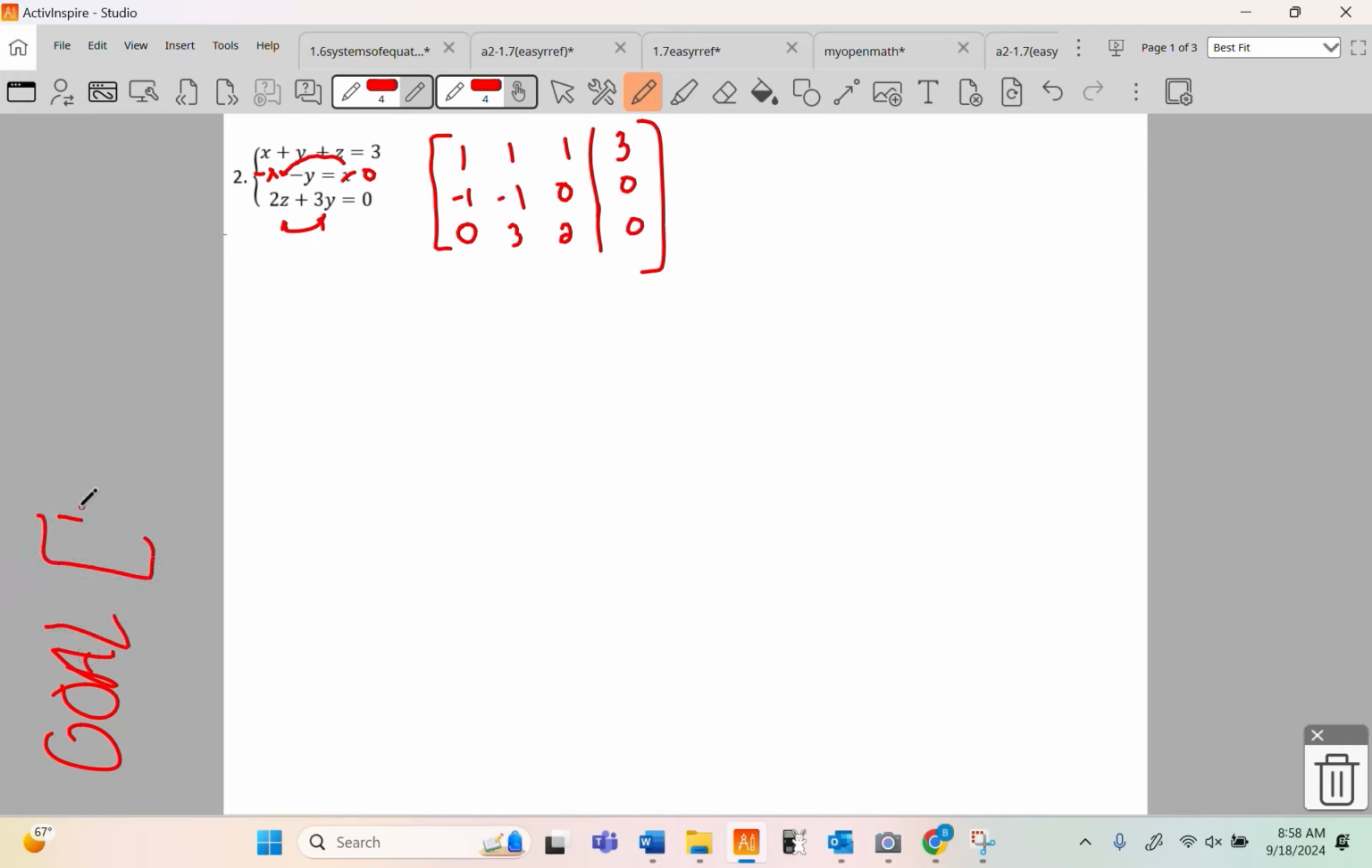Also, keep in mind what your goal is. Your goal is going to be 1, 0, 0, 0, 1, 0, 0, 0, 1, and some constants. There's your goal. Anyways, let's get to it. This one's looking like it's not going to be too bad. I know I need a 0 here, so that's what I'm going to go after first. And it's a pretty simple operation. Row 2 is row 2 plus row 1.